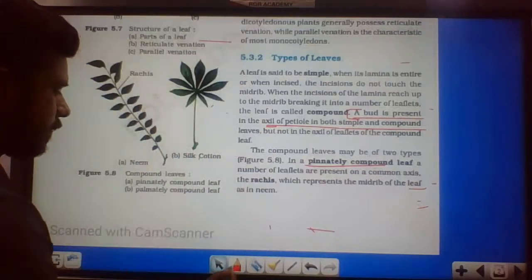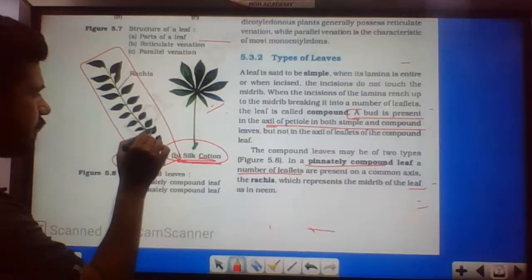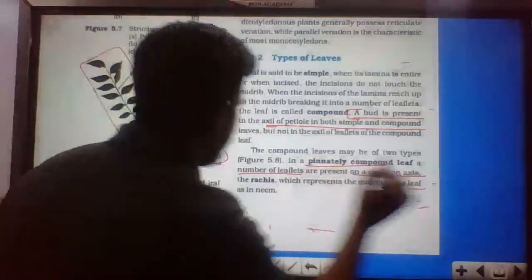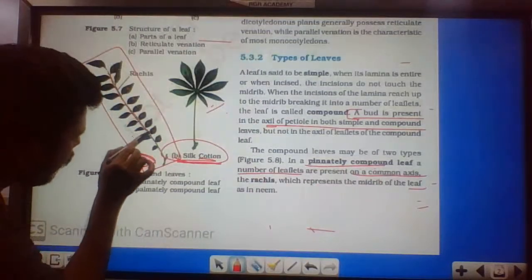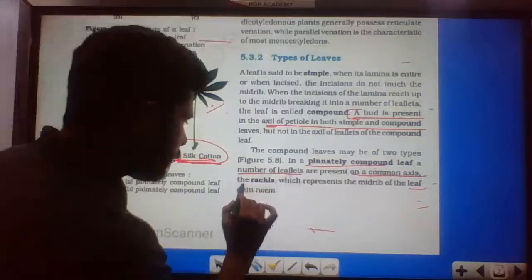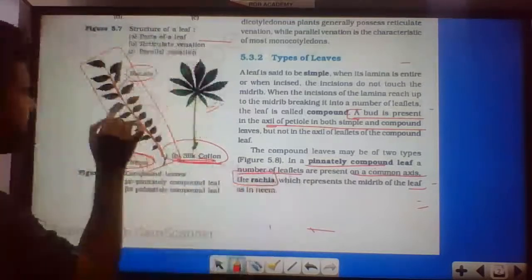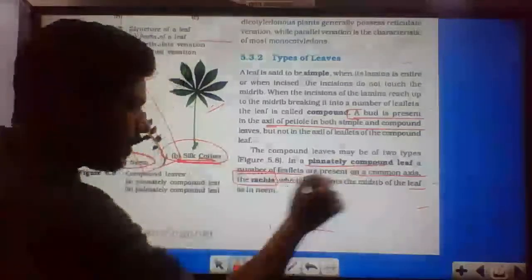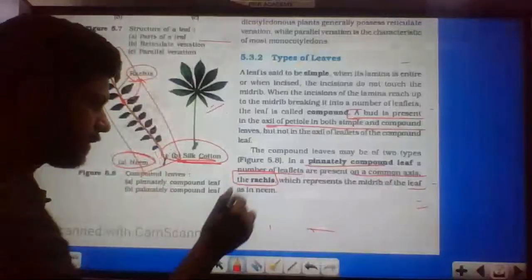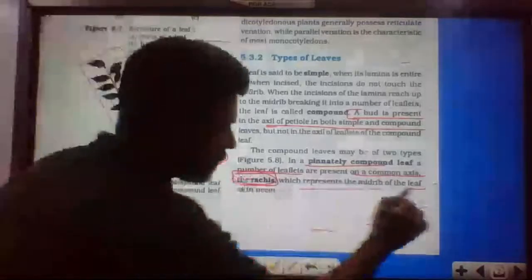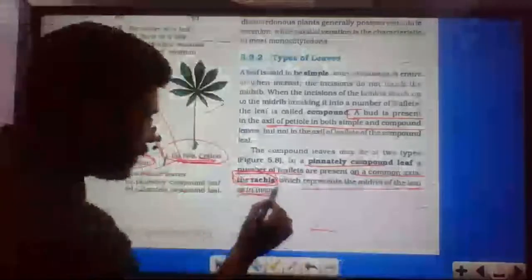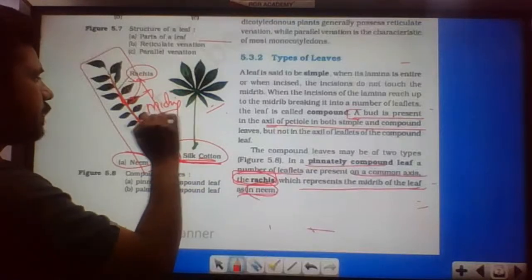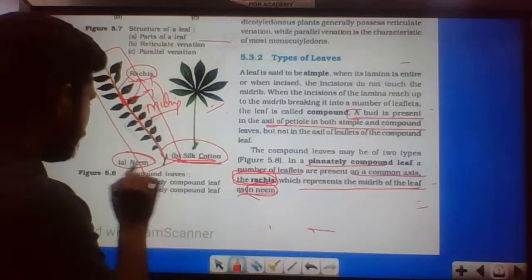See, these are all the leaflets. A number of leaflets are present on a common axis. See, all are present on a common axis, right? So this is called rachis. The middle one is the rachis. So all the leaflets are present on a common axis, that is rachis, which represents the midrib of the neem plant. You should know this is the midrib, which is known as rachis, as in neem plant.